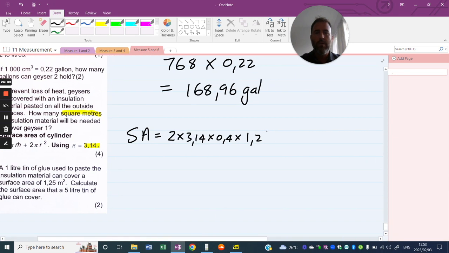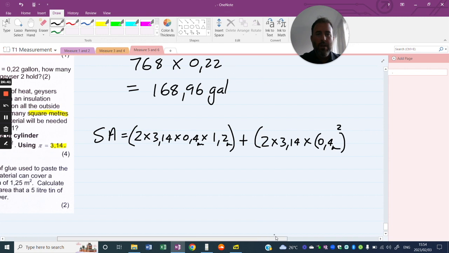Now we're going to do the other part of the formula. In fact, I'm going to put a bracket around here saying it's 2 parts. I'm going to do that one, and then I need to add it to this second part here, which is 2 times pi, which is 3.14, times the radius, which is 0.4, and that needs to be squared. And now you notice I haven't put any of my units in. So this is meters, and this is meters as well. Just checking we're all working in meters.